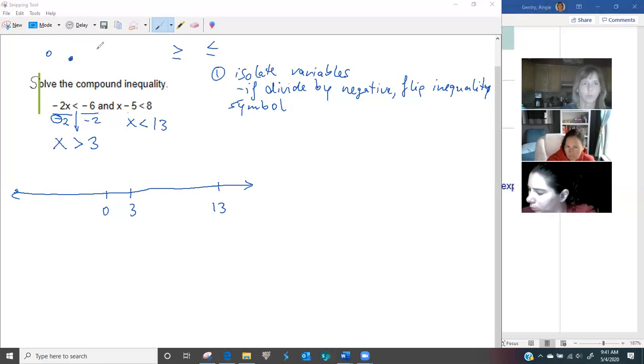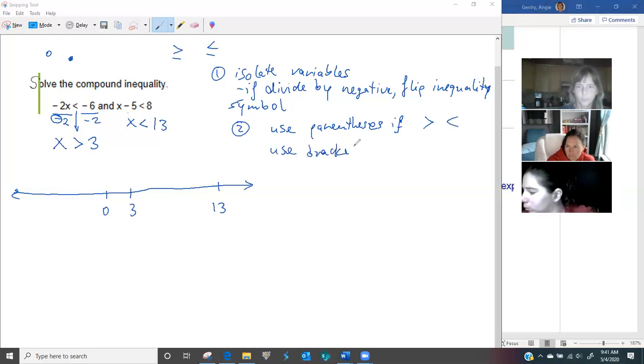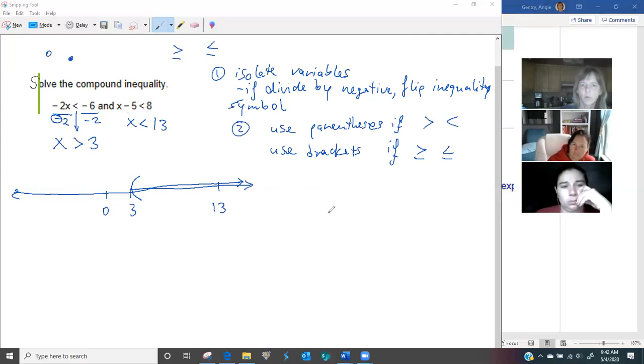In this book, we use parentheses if greater than or less than, and we use brackets if greater than or equal, less than or equal. Okay, and they always face in the direction of the truth. So this is greater than 3, so parentheses. And then everything here needs to be shaded right now, for now, because if x is 100, it causes a true statement, you see? So 100 is somewhere over here, x is greater than 3, 100 is greater than 3, true, yes? So that's for the shading.